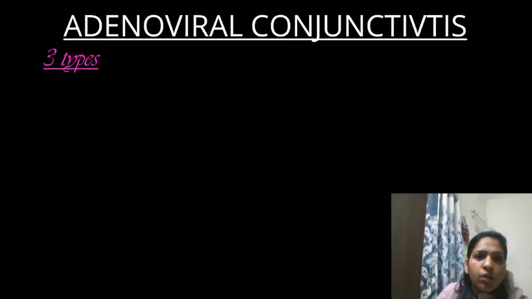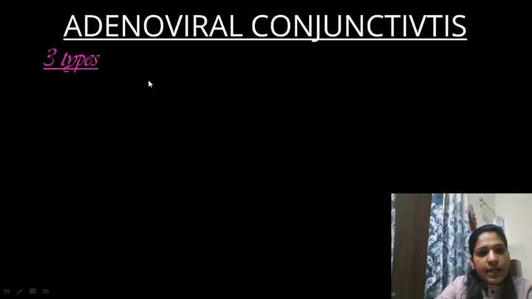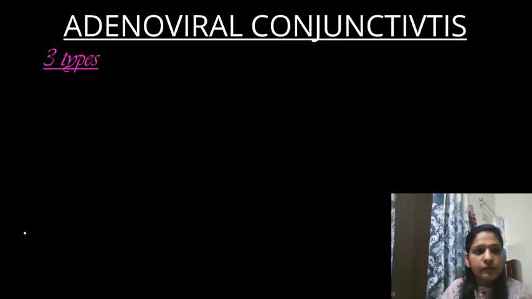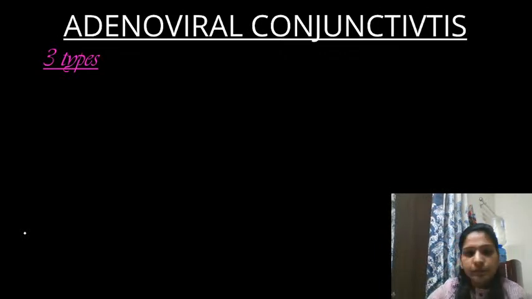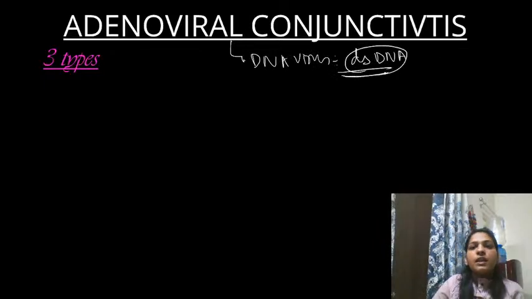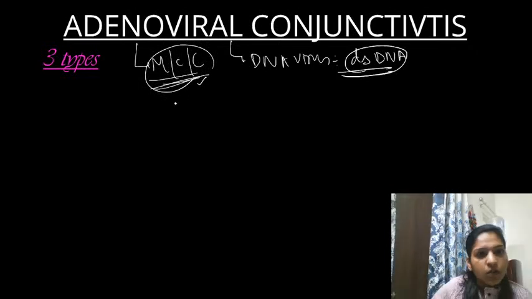So now adenoviral conjunctivitis. This adenoviral conjunctivitis is a viral conjunctivitis. Now you have to tell me, is adenovirus a DNA virus or an RNA virus? So this is a DNA virus, a double stranded DNA virus. If we talk about the conjunctivitis of viral etiologies, adenovirus is the most common cause of conjunctivitis of viral etiology.